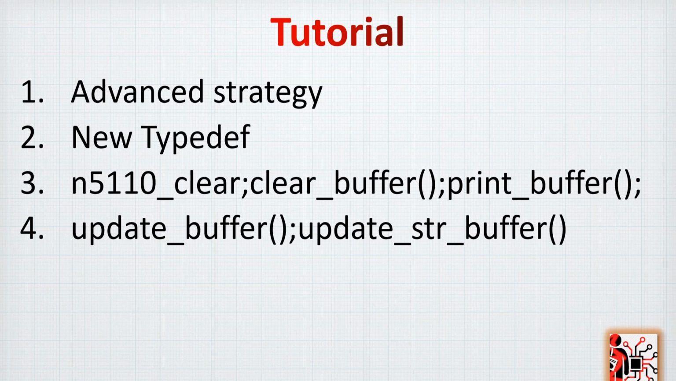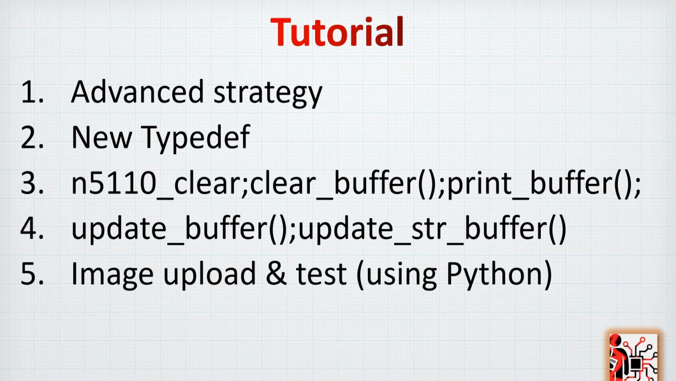And number 4 will be really the two most important functions, because they are related to the uploading and updating of the buffer. After that we are going to upload an image, and we are going to use a Python program to generate data ready for the upload from a BMP file. We will have more detail during this section. And finally we are going to create the animation.